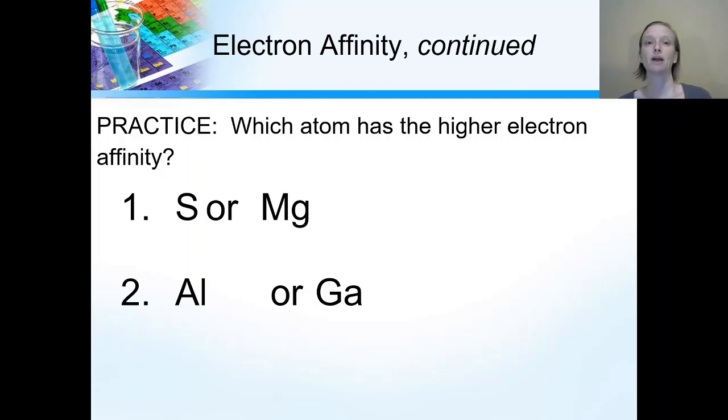So just as a quick practice, which atom has higher electron affinity, sulfur or magnesium? It'll be sulfur because it's further to the right on the periodic table. And aluminum versus gallium? Aluminum because it's higher up the group on the periodic table.